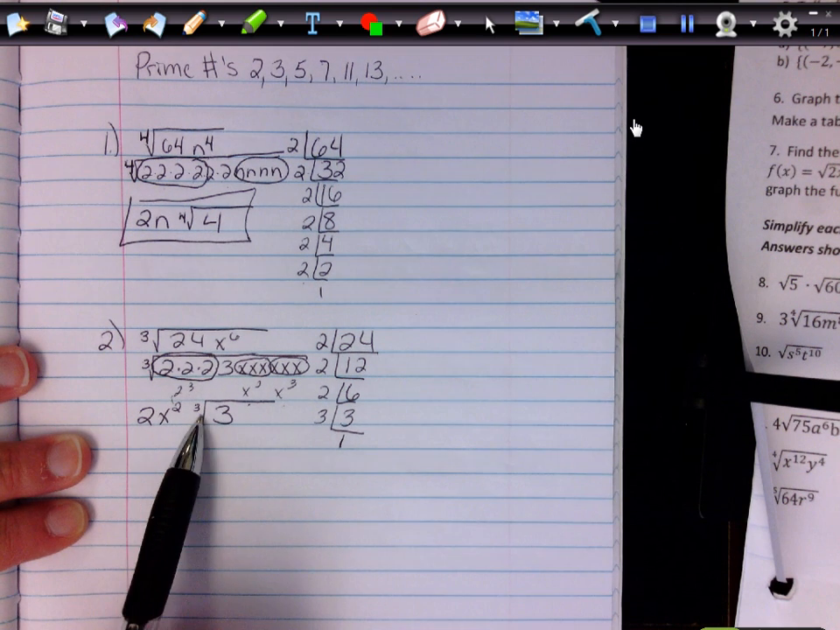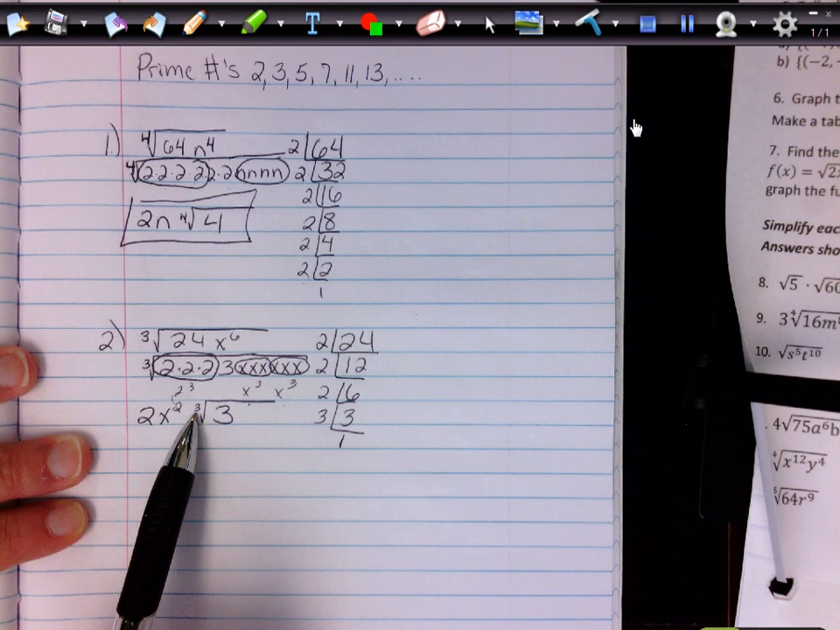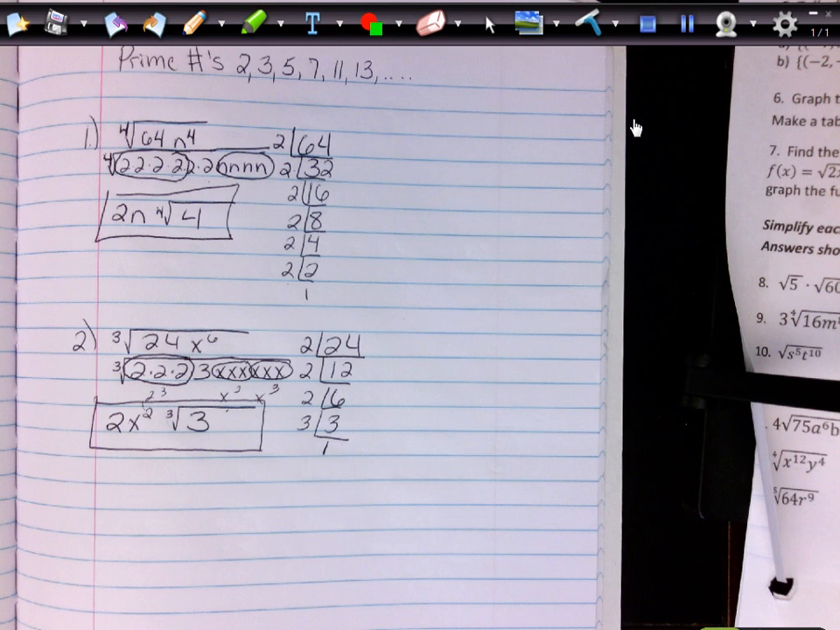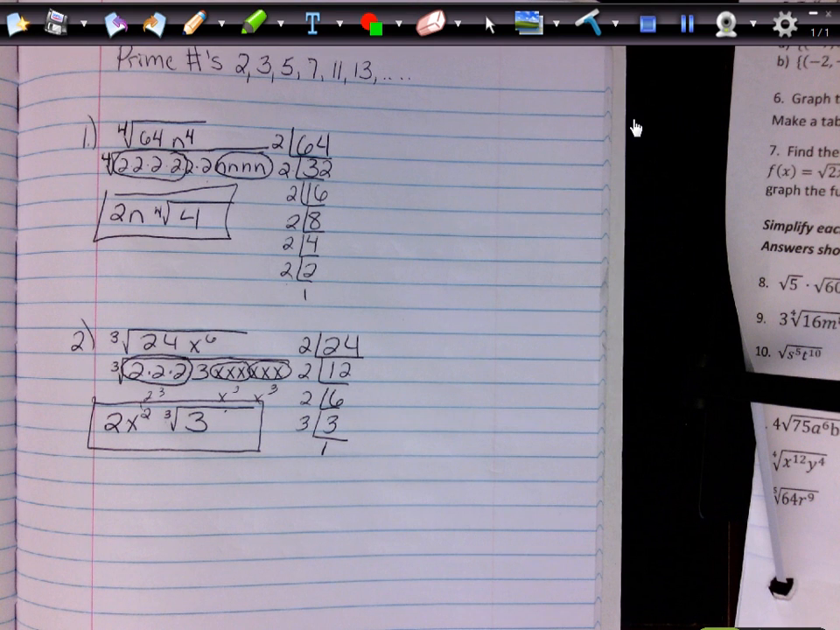And again, please make sure that you remember to write your little 3rd root right here. A lot of times we forget to do that. That is your final answer. Please make sure you have all of that work down for number 2 before you move on.